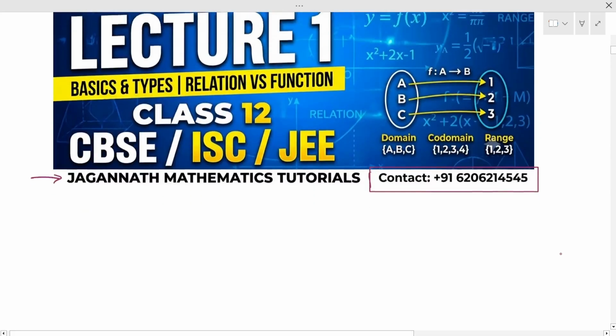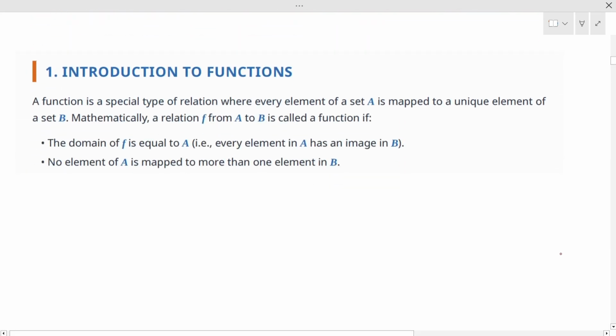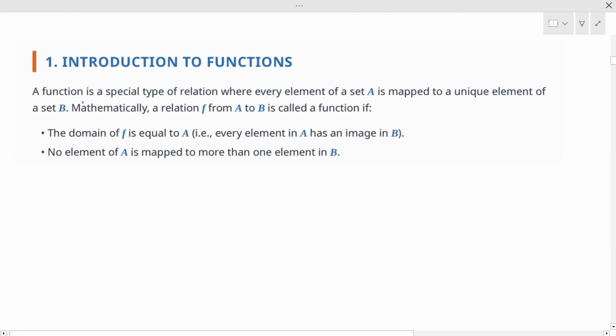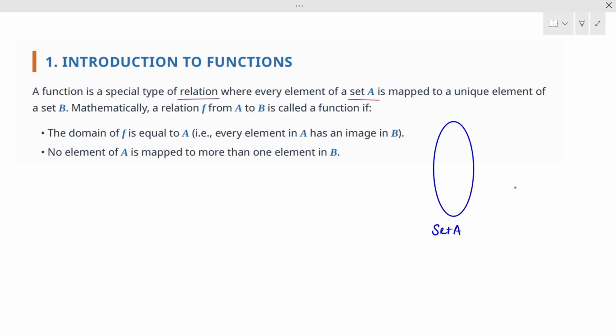Alright, let's begin. So the first thing is, what is a function? So a function is a special type of relation where every element of a set A is mapped to a unique element of set B. Let us say we have two sets. This is set A and we have another set. This is set B, right?